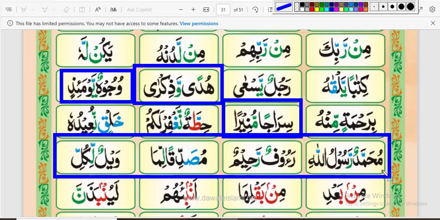We have done today the definition of idgham and iqlab as well, but we did the examples of idgham only. Inshallah, in the next video, in the second part of lesson number 14, we will be doing the examples of the rule of iqlab.